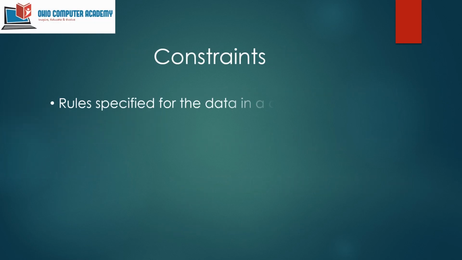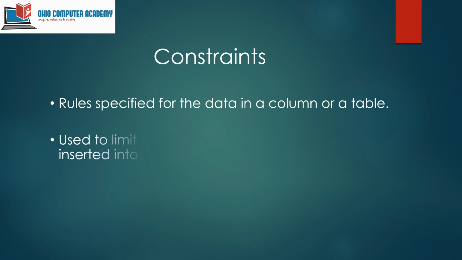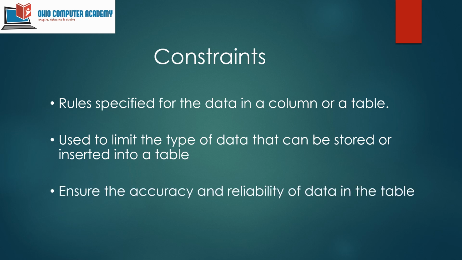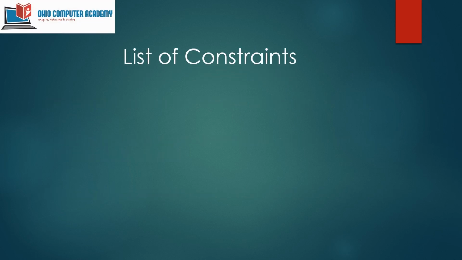Constraints in RDBMS are an important set of rules that are specified for the data in a table. These can be applied column-wise or for the whole table. Constraints are used to limit the type of data that can be stored or inserted into a table. These ensure accuracy and reliability of data in the tables. Let's now quickly walk through the constraints which can be applied on the data.